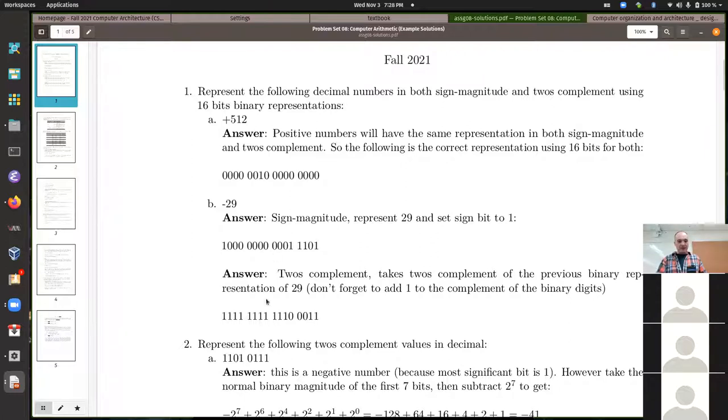Looking at the 512 one, you get the same result for both the sign magnitude and the 2's complement, since they're both positive. One of the points is that you can't represent 512 in 2's complement by taking the complement of the bits and adding 1, which a lot of people did.